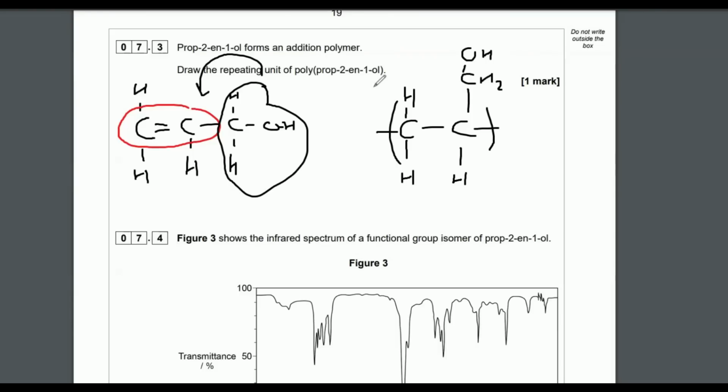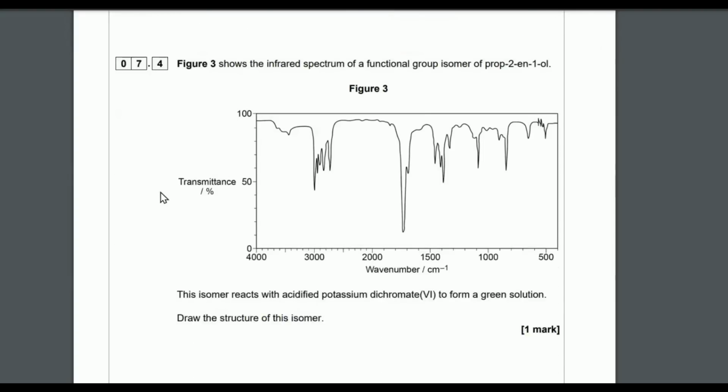I like to put the brackets there. It helps me make sure I know nothing else is to attach either end of the original carbon double bond. And you can put an n there if you like. That's old GCSE style. Right. Move on to question 7.4.